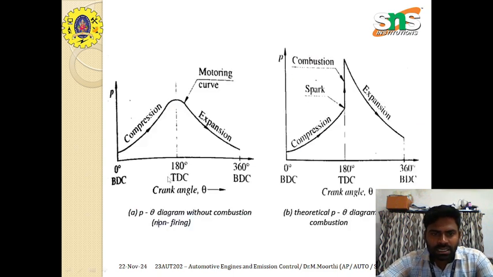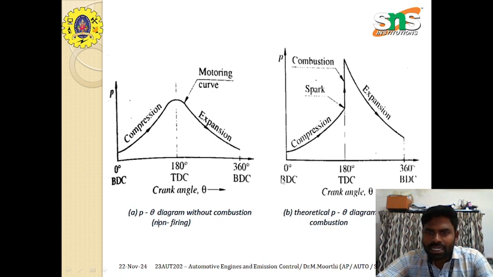So the first diagram is the pressure crank angle diagram without combustion, that is the non-firing one. Initially, compression starts from BDC to TDC, and then again from TDC to BDC. So the compression and the expansion strokes take place without combustion. That is called the motoring curve.